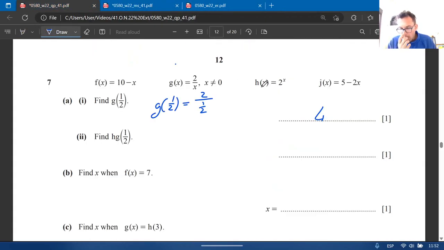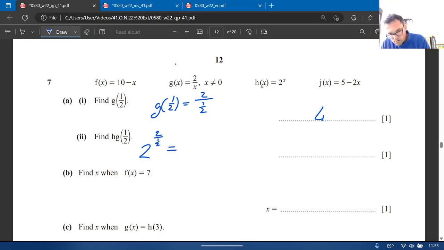One mark. Then hg a half. Okay, there are different ways to do this. One way is we write down h. Now, h is 2 to the power of x. But instead of x, I'm going to write down g, which is 2 over x. And instead of x, I'm going to write down what they sub as a half.